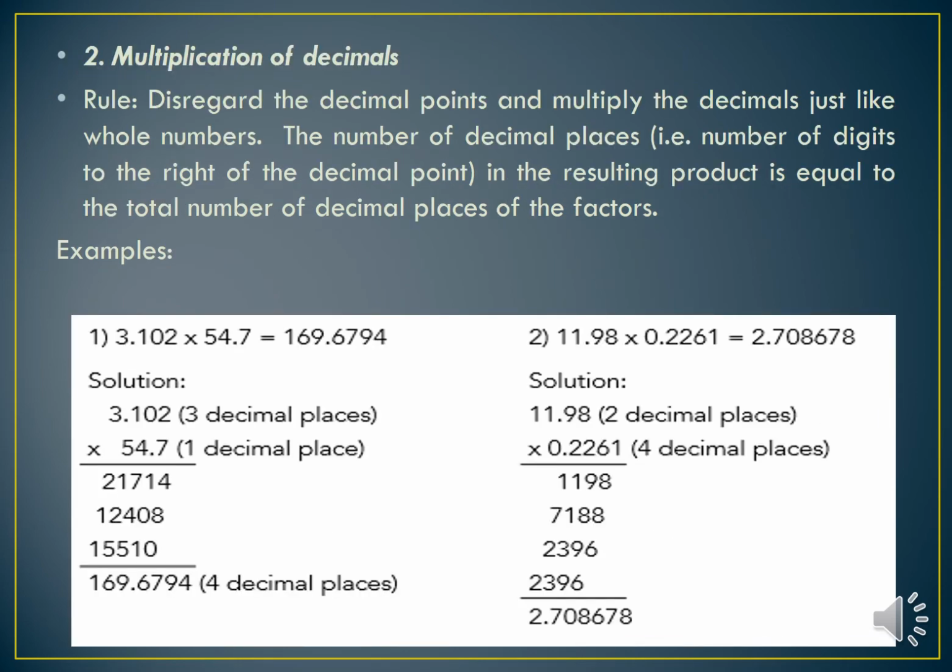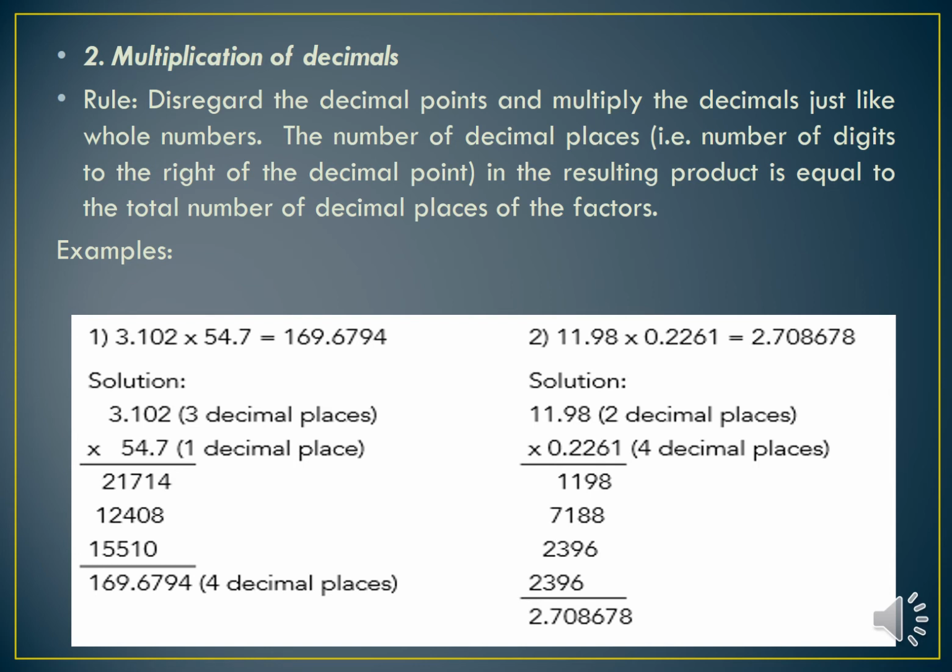Next, multiplication of decimals. We have the rule: disregard the decimal points and multiply the decimals just like whole numbers. The number of decimal places, or the number of digits to the right of the decimal point in the resulting product, is equal to the total number of decimal places of the factors. Example number 1, 3 and 102 thousandths times 54 and 7 tenths.